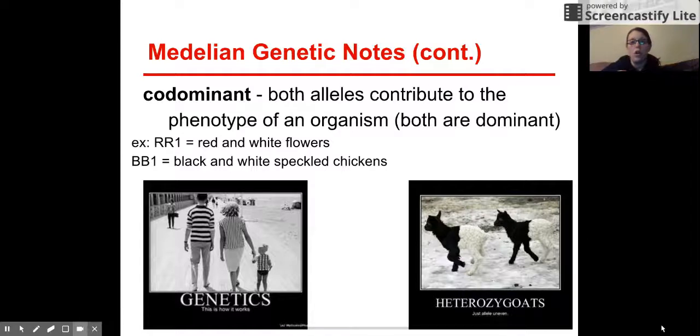Codominant. Think of it like a co-worker. If you have someone that you work with, or if you guys have ever had a class that has two teachers, like co-teachers, okay? The two teachers work together to help in the classroom, but they're still two separate teachers, okay? Codominance kind of works like that.